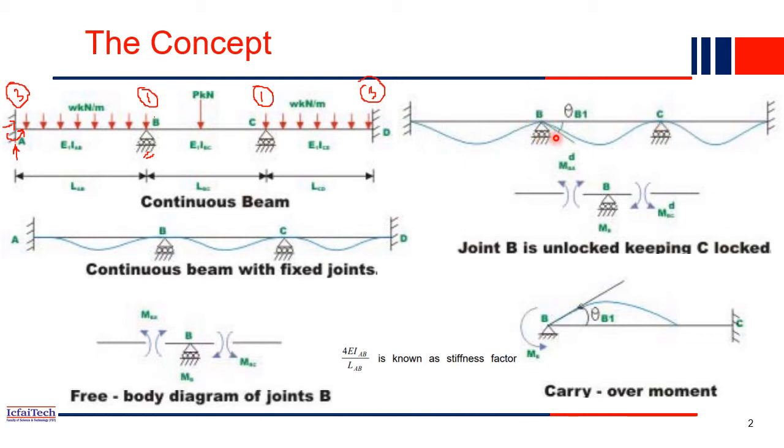We provided the roller support itself, we removed the locking, and we introduced the slope at B, and then the calculation will happen. Like that, step by step we have to lock and unlock each support, and do our calculations.